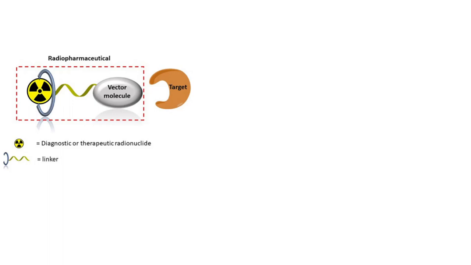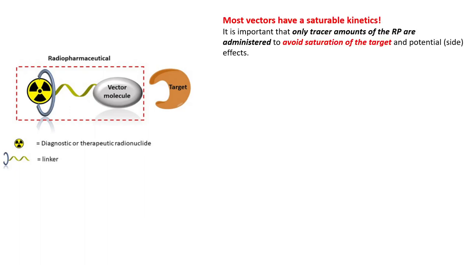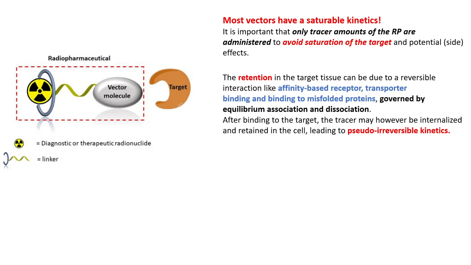So that's again the same diagram about the basic architecture of a radiopharmaceutical, which comprises a vector and a radiometal linked by a linker, and this vector is specific for a defined target. Most vectors have what we call saturable kinetics, and that's the main reason why we have to use tracer quantities, to avoid saturation of the target, because if there is saturation, there can be potential side effects too. The retention of the vector molecule to the target can be a reversible interaction by means of affinity-based receptor interaction, transporter binding, or binding to misfolded proteins. And these are all governed by equilibrium association and dissociation.